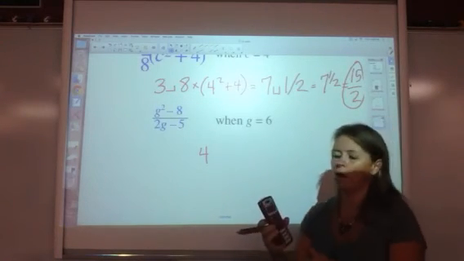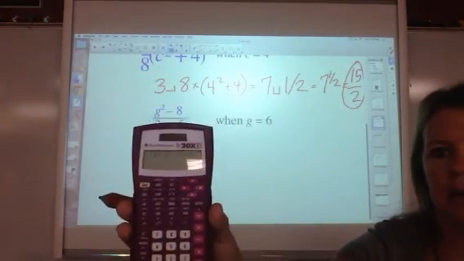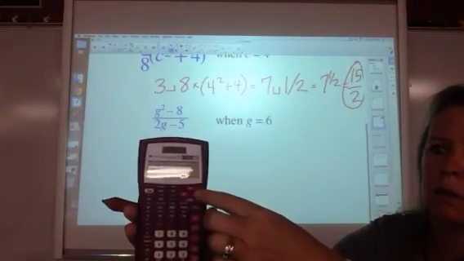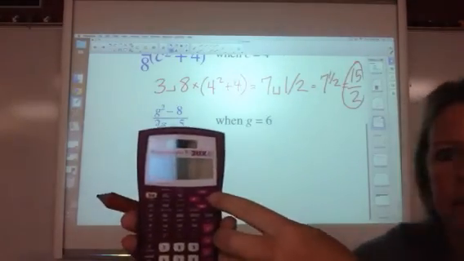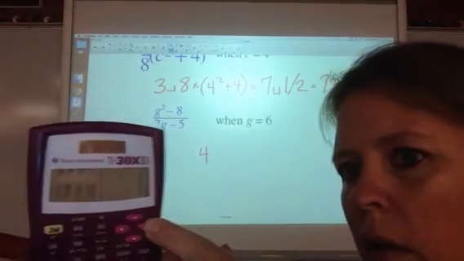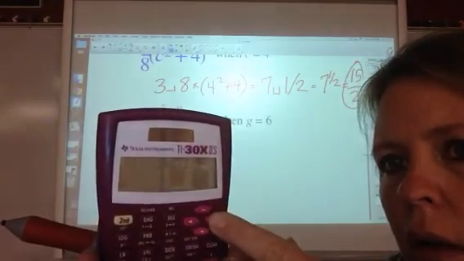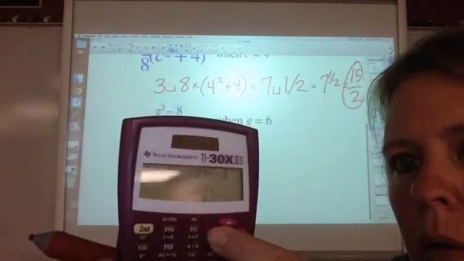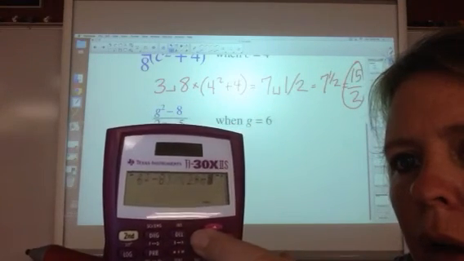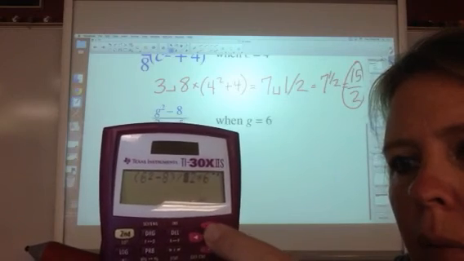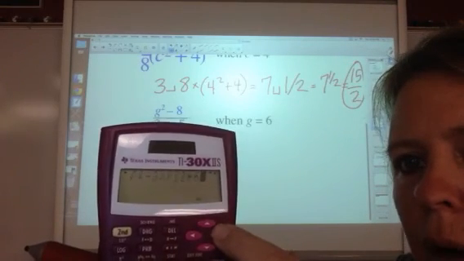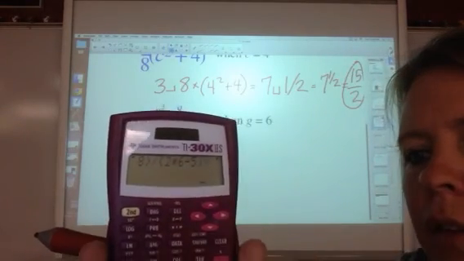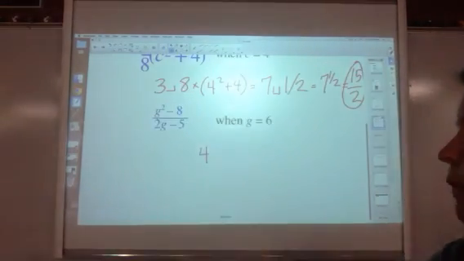And again, one full typing across all the way through. I do not want you to do it in parts. Can you see that? It's like reflecting off of my back wall. There, try that. 6 squared minus 8 in parentheses divided by 2 times 6 minus 5 equals 4. All the way across.